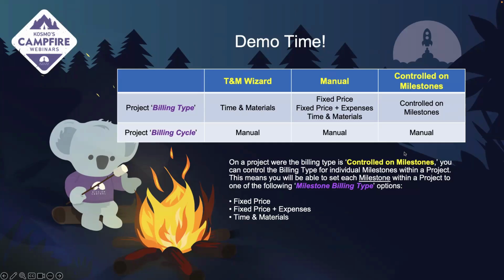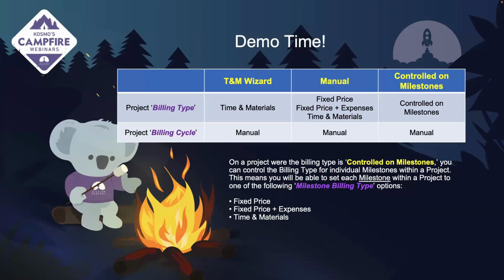Whereas if you have a project that is controlled on the milestones, meaning that you have each of your milestones and you want to bill directly on the milestone. Maybe your first milestone is fixed price and you have a flat fee of 2,000 that you want to charge. Once that milestone or sprint is completed, you go to the next milestone and charge for time and materials for that second milestone, and so on and so forth. So on a project where the billing type is controlled on the milestones, you can control the billing type for each individual milestone within a project.